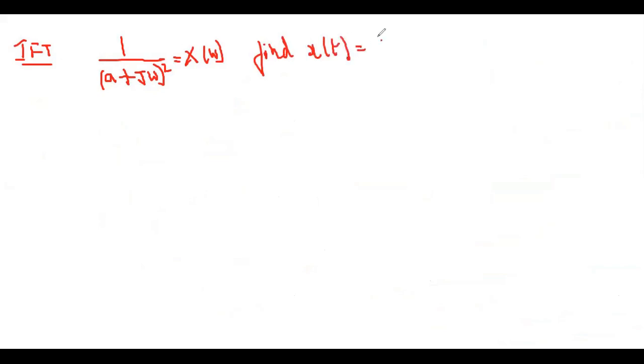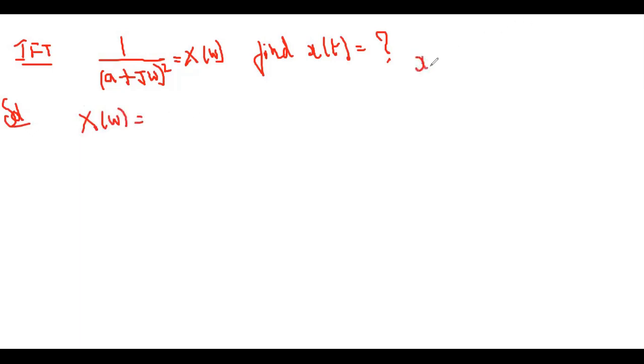So you have to find out the inverse Fourier transformation of 1 by (a plus j omega) whole square. It is X of omega. Find x of t. Okay, by using the convolution property.